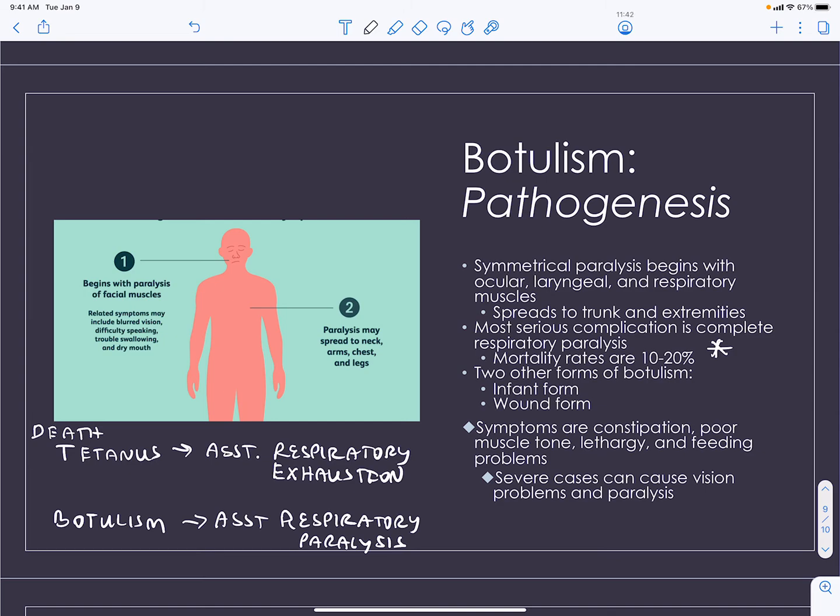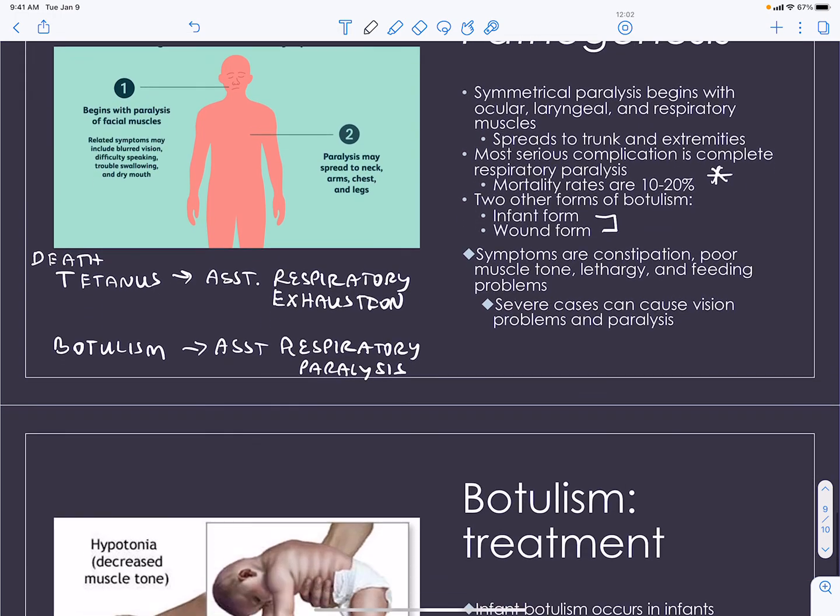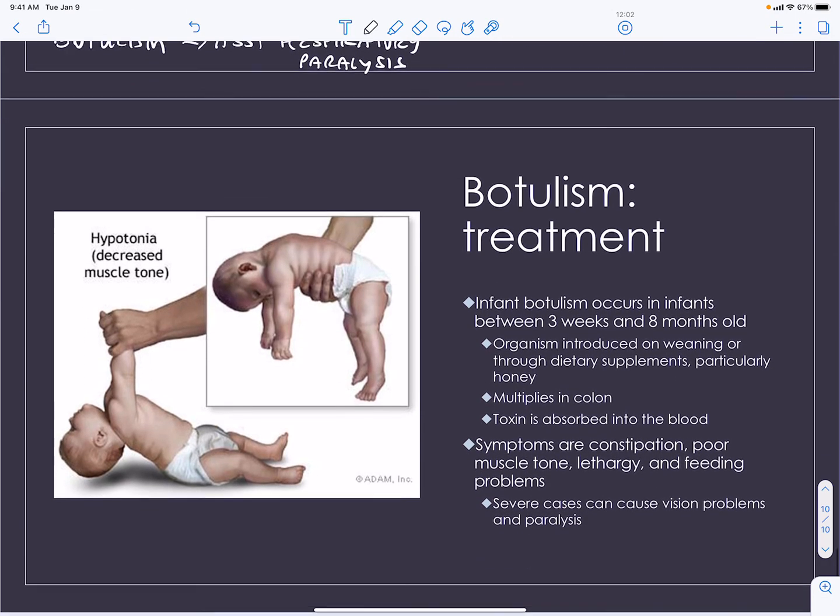There are two other forms of botulism. There's going to be infant botulism and wound botulism. So again, the symptoms of botulism are going to be constipation, poor feeding, muscle tone, lethargic, feeding problems, and can cause vision problems as well as paralysis. This is going to lead to different treatments.